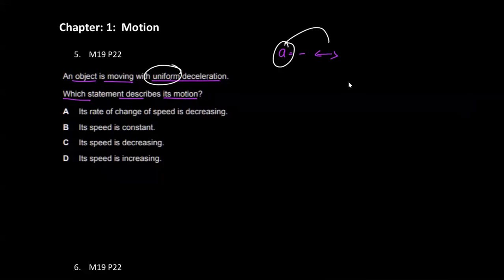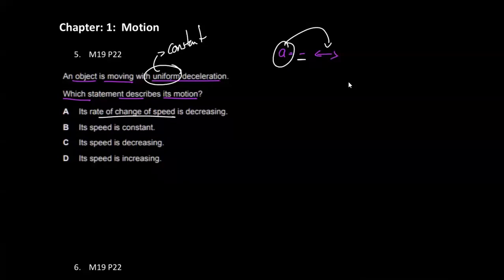Question number five. An object is moving with uniform deceleration. So your acceleration is negative something, okay? Which statement describes its motion? So it's uniform deceleration. So your acceleration is constant. However, it has a negative sign with it. I'm pretty sure you guys understand what uniform deceleration is. Uniform means constant, okay? If anyone is confused. So which statement describes its motion? Its rate of change of speed.